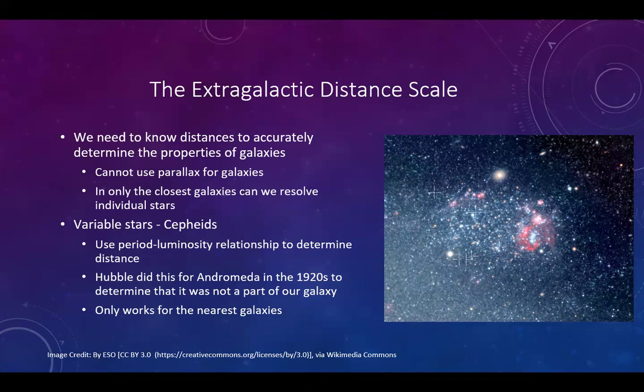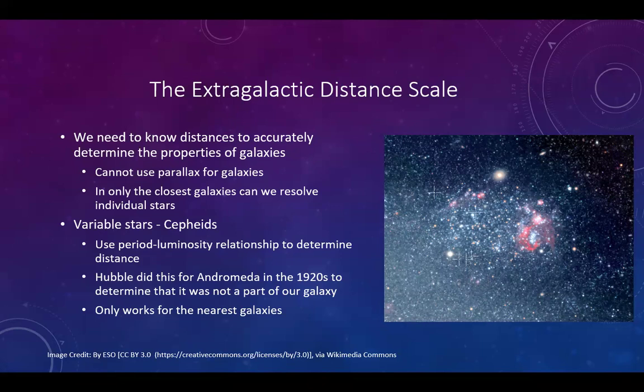Now, in the closest galaxies, where we can resolve individual stars, there are variable stars called Cepheids. This is how we determine the distance to the nearest galaxies. We can use a period luminosity relationship to determine distance. Basically, these are variable stars. They're at a stage in their life where they vary in brightness over time. And it turns out the rate that they vary in brightness is tied to how bright they are. And that means if you have some way of knowing how bright something is, you can figure out how far away it is.